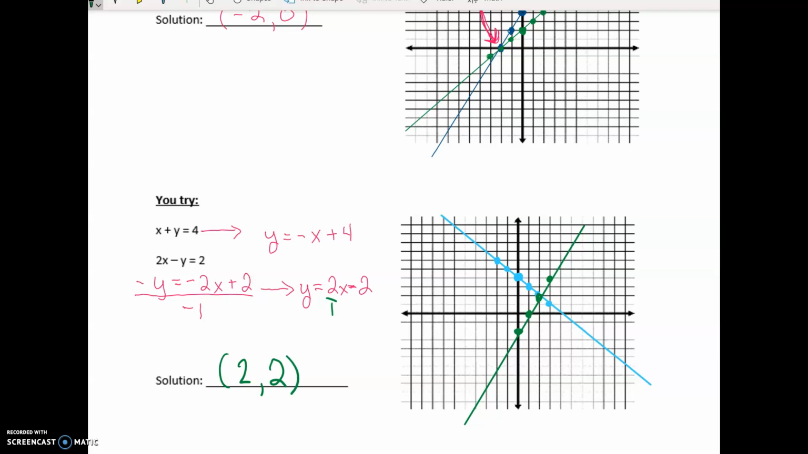And if I want to check that, if I plug in 2 and 2 here, they do equal 4, so that works. And if I plug in 2 and 2 here, I get 4 minus 2, which is 2. So that checks out. So again, getting some practice with graphing, so that's always good. But now we're graphing a system, so we're looking for that solution, that ordered pair that works when you plug it in both equations.